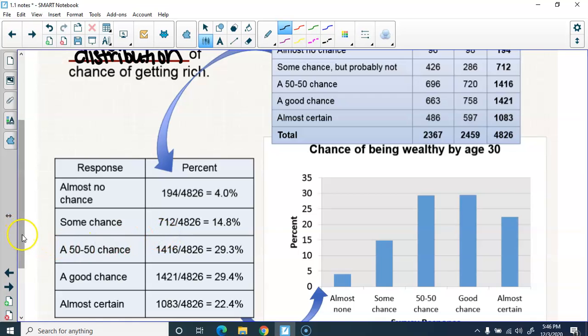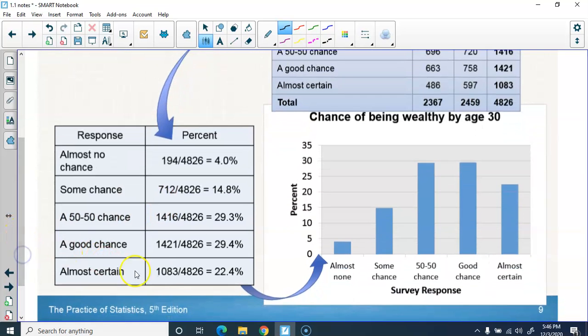And once we have that marginal distribution calculated, we come over here to the bar graph, because each of the categories are labeled on the bottom axis, and each height corresponds to the marginal distribution percent. That way we can visually compare that good chance and 50-50 chance are extremely close, and as we can see by the numbers, they're extremely close as far as what the answers were.